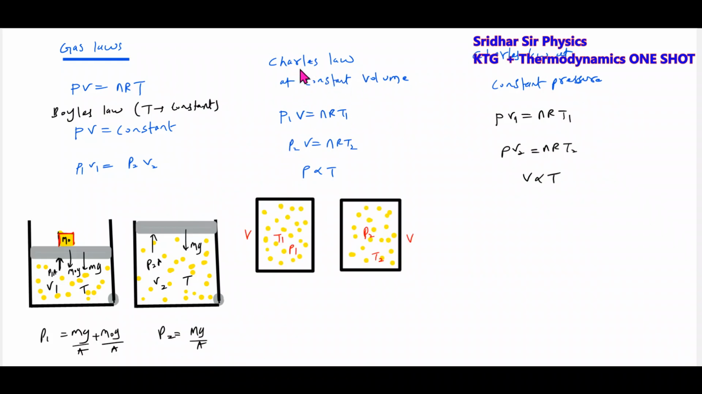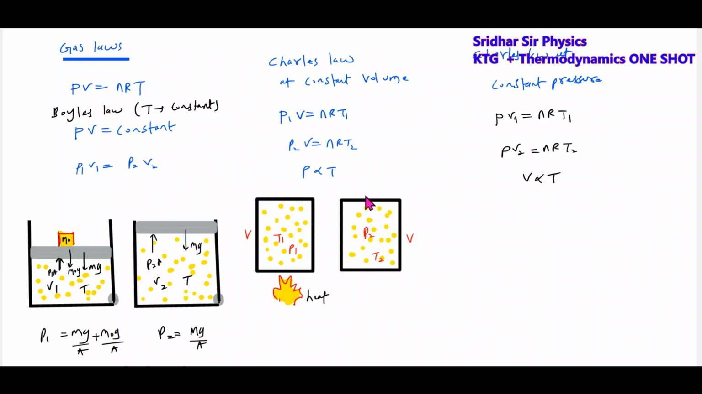Next we have the Charles law at constant volume. I'll increase the temperature. So how to increase the temperature? I'll supply the heat. By supplying the heat, the gas will absorb it, the temperature will increase, and proportionally the pressure will increase. The volume of the gas will remain constant. Then here we'll get P1 by T1 equals P2 by T2. This was the basic Charles law, where we are supplying the heat. Charles law at constant volume.